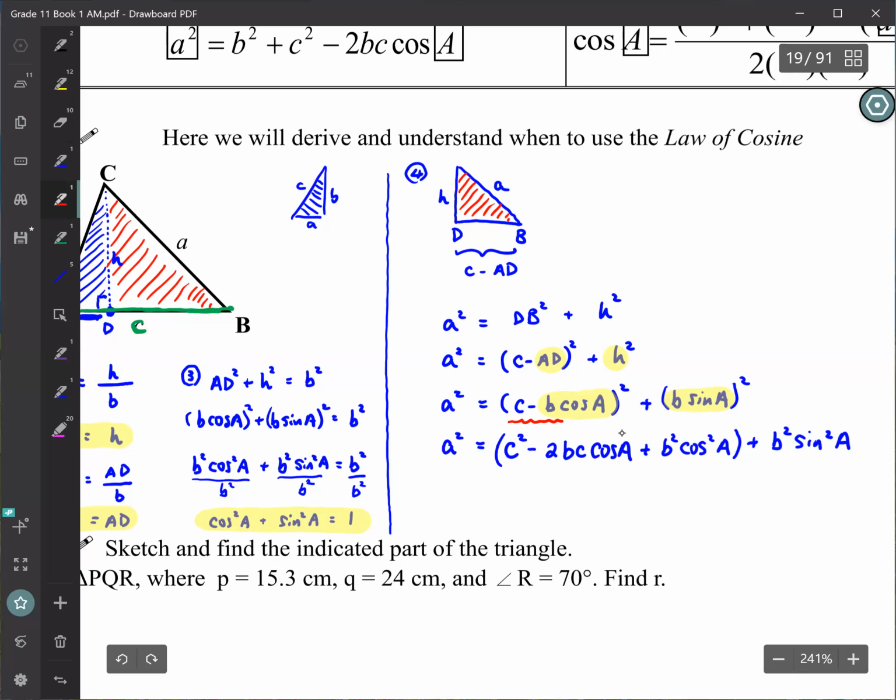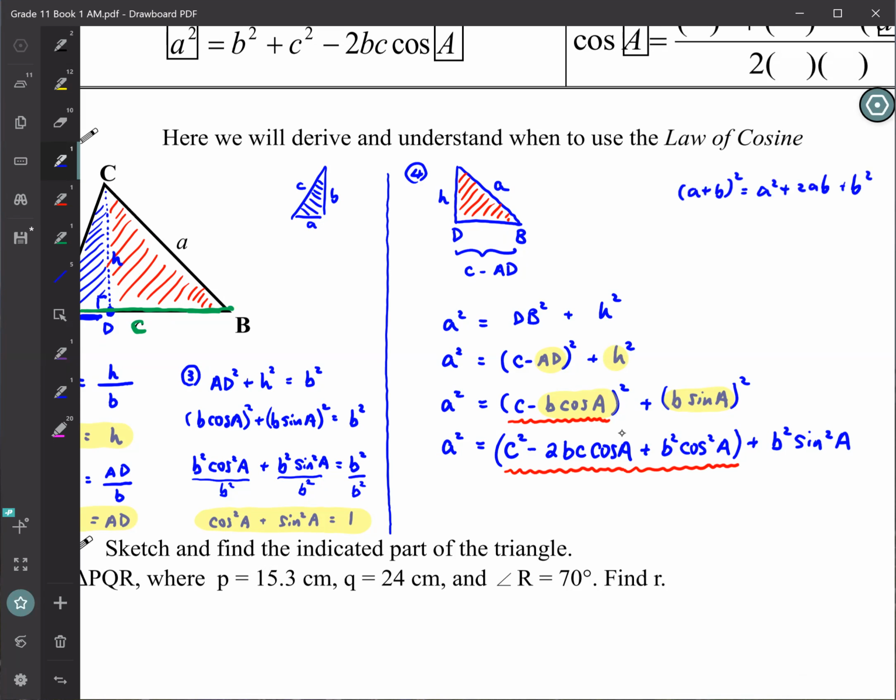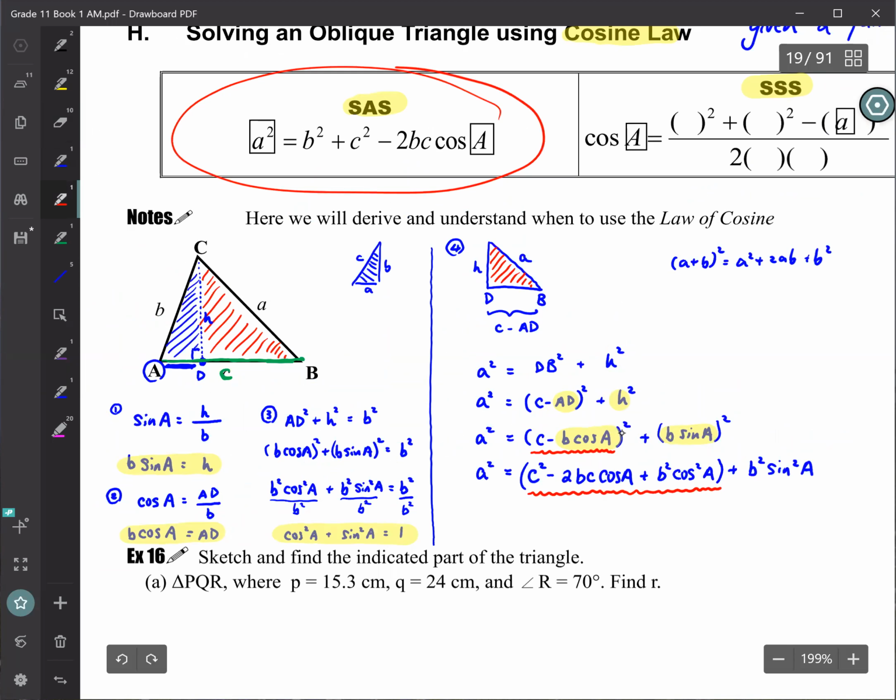Okay, this red underline, after you expand, it becomes this. Okay, it's using the formula for a plus b squared. Okay, using this one. Okay, this is from the FOIL. Okay, and then we are going to simplify a little bit more. Okay, our goal is trying to get this formula up here. Okay, almost there.